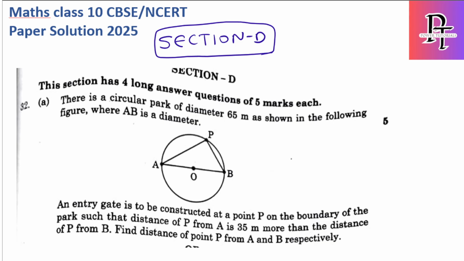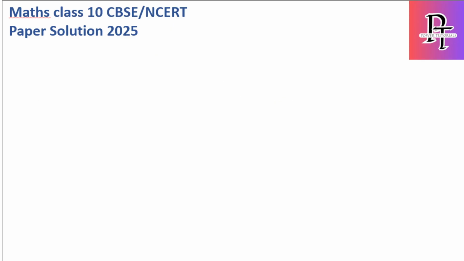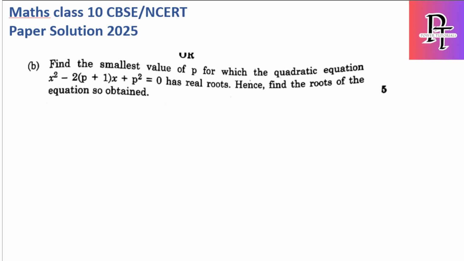Let's see the A part. You can see here for the 32nd question we have an option. Either you can solve A or B. So we'll see first what is A or B and we'll decide which will take less time.